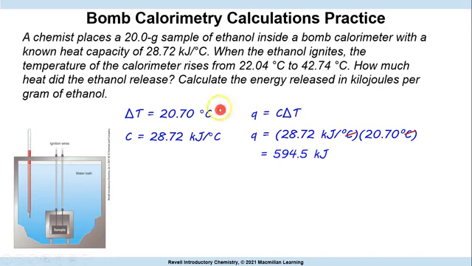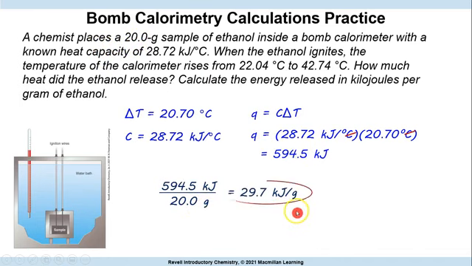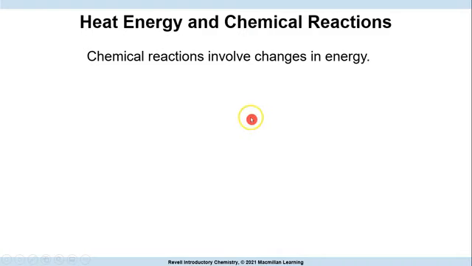Now the question asks us to calculate the energy released in kilojoules per gram of ethanol. So what we are going to do now, we are going to divide the heat here by the number of grams given to us in the question. So it's going to be 594.5 kilojoules divided by 20.0 grams, and that gives us a value of 29.7 kilojoules per gram of ethanol.